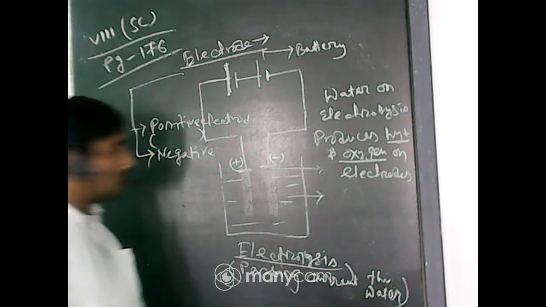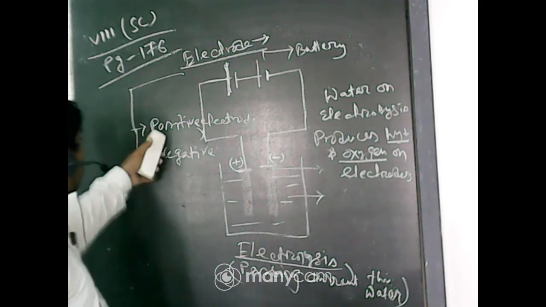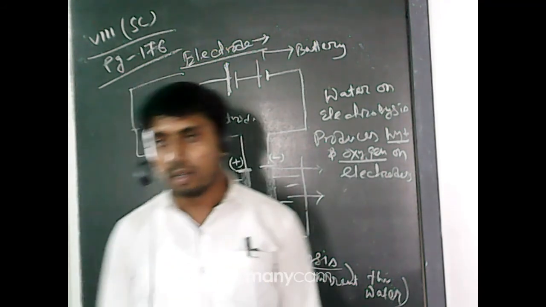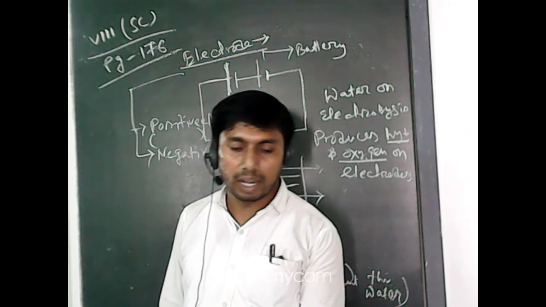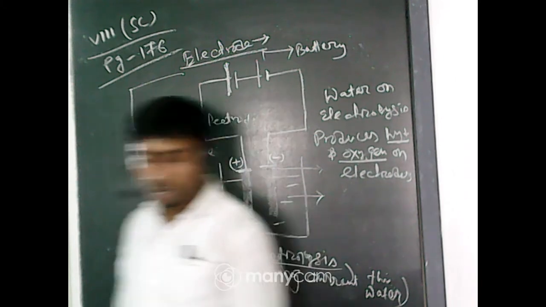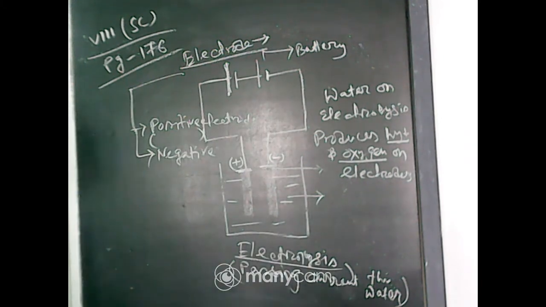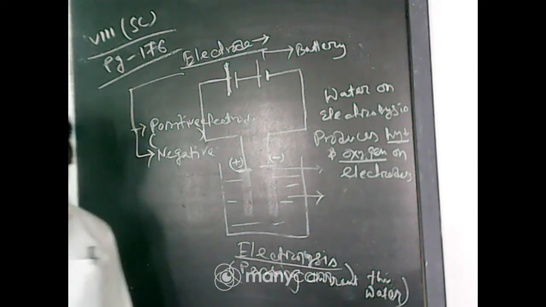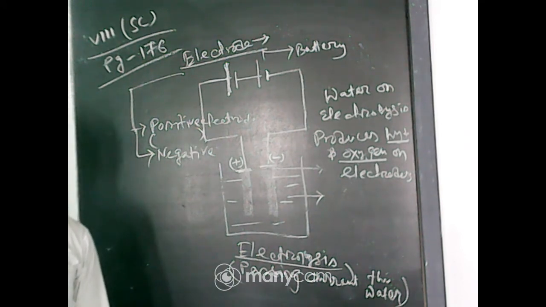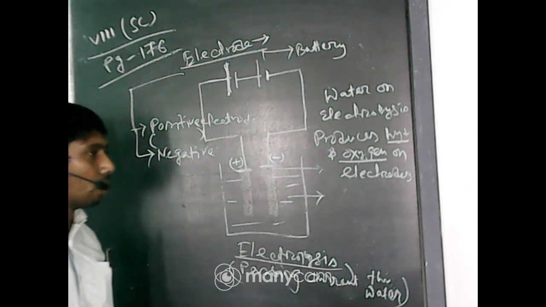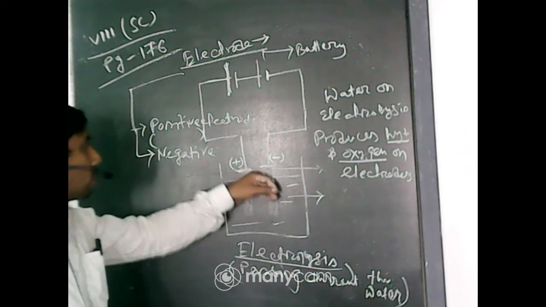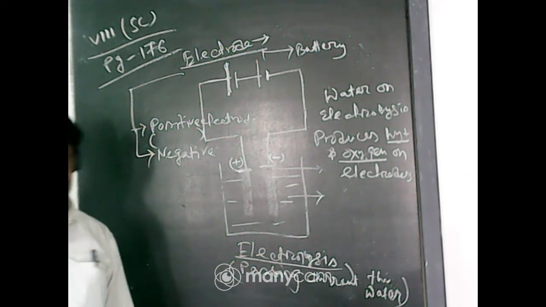Okay, let's continue. The positive electrode and negative electrode, later on you will know, are called anode and cathode. Anode and cathode are other names for the electrodes. The positive electrode, connected with the positive pole, is called the anode, and the negative electrode is called the cathode.